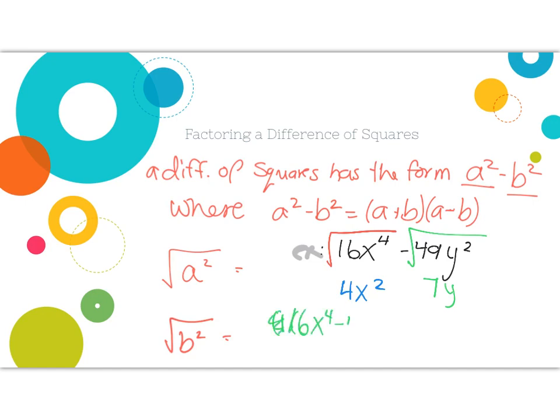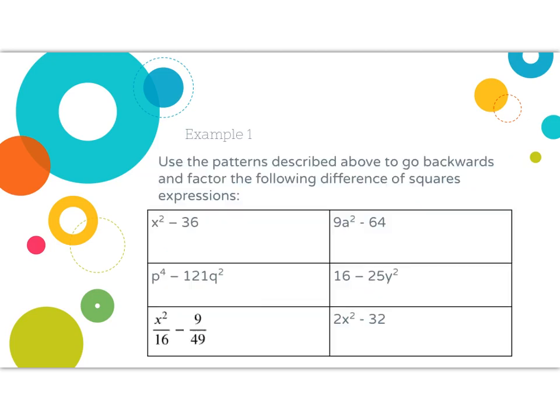So I could write the difference of squares for this as 16x to the power of 4 minus 49y squared is equal to 4x squared minus 7y times 4x squared plus 7y. If you FOILed that out, we should get the exact same answer as 16x to the power of 4 minus 49y squared. So using those patterns, go backwards and factor the following difference of squares expressions.